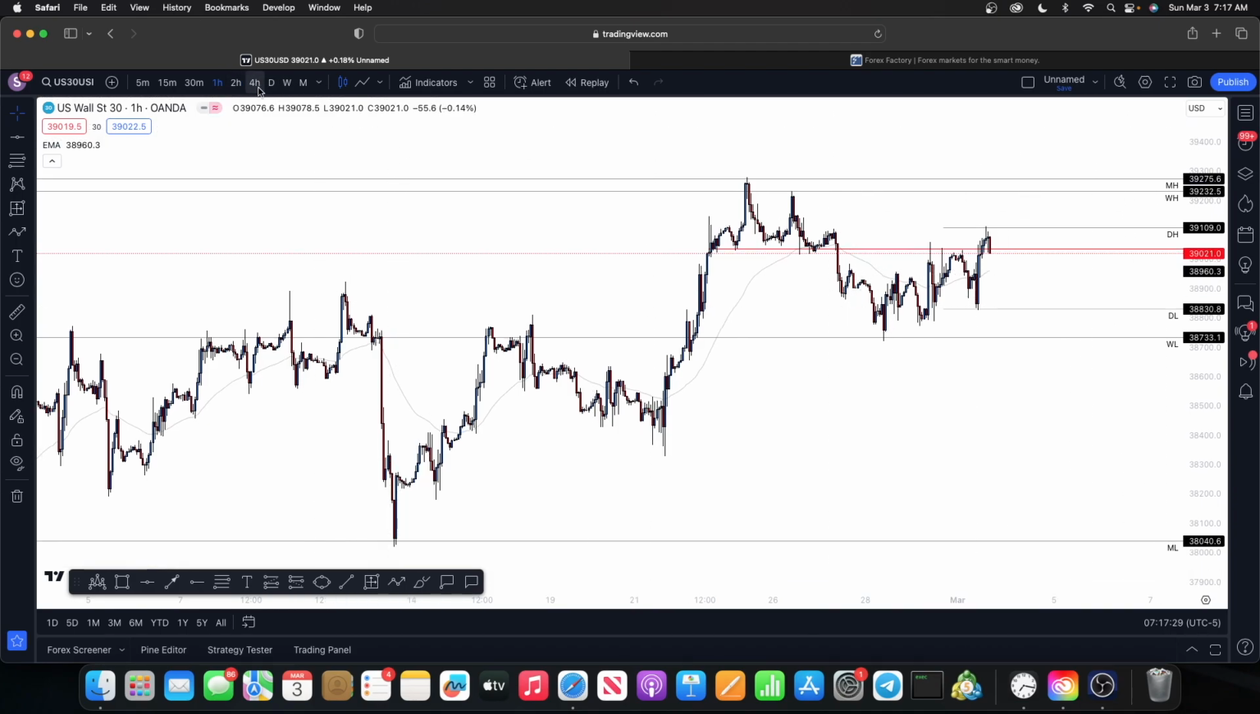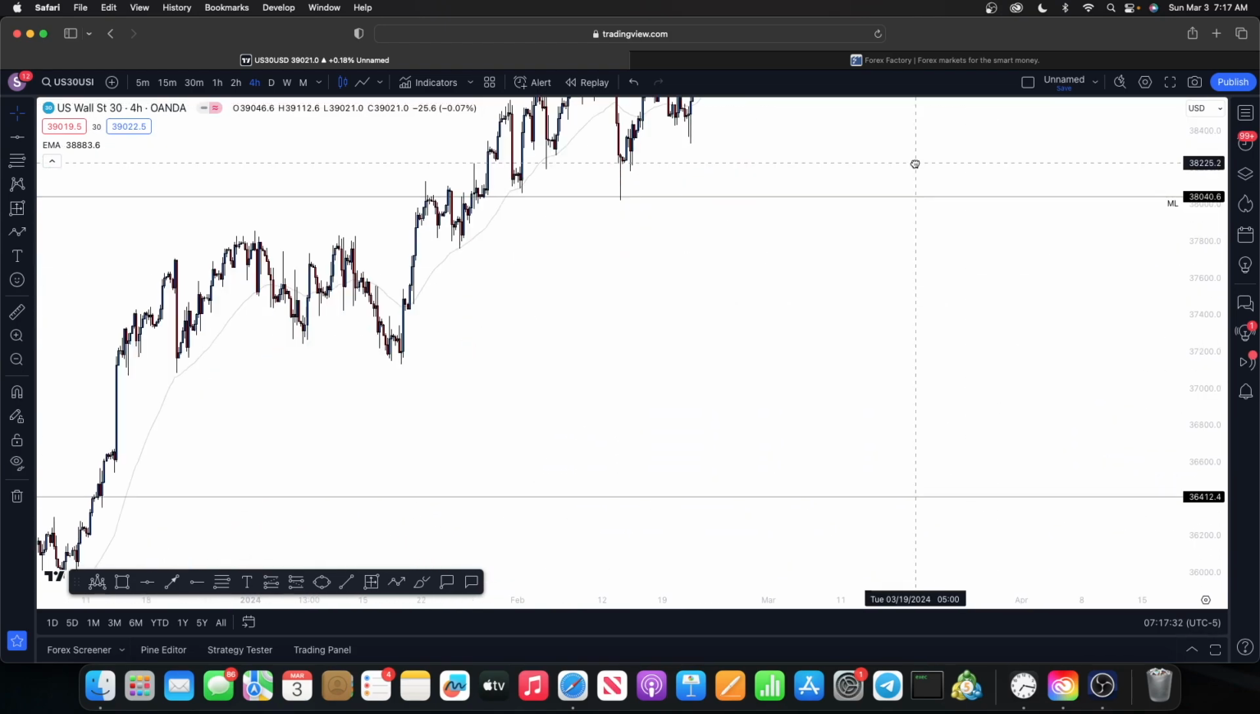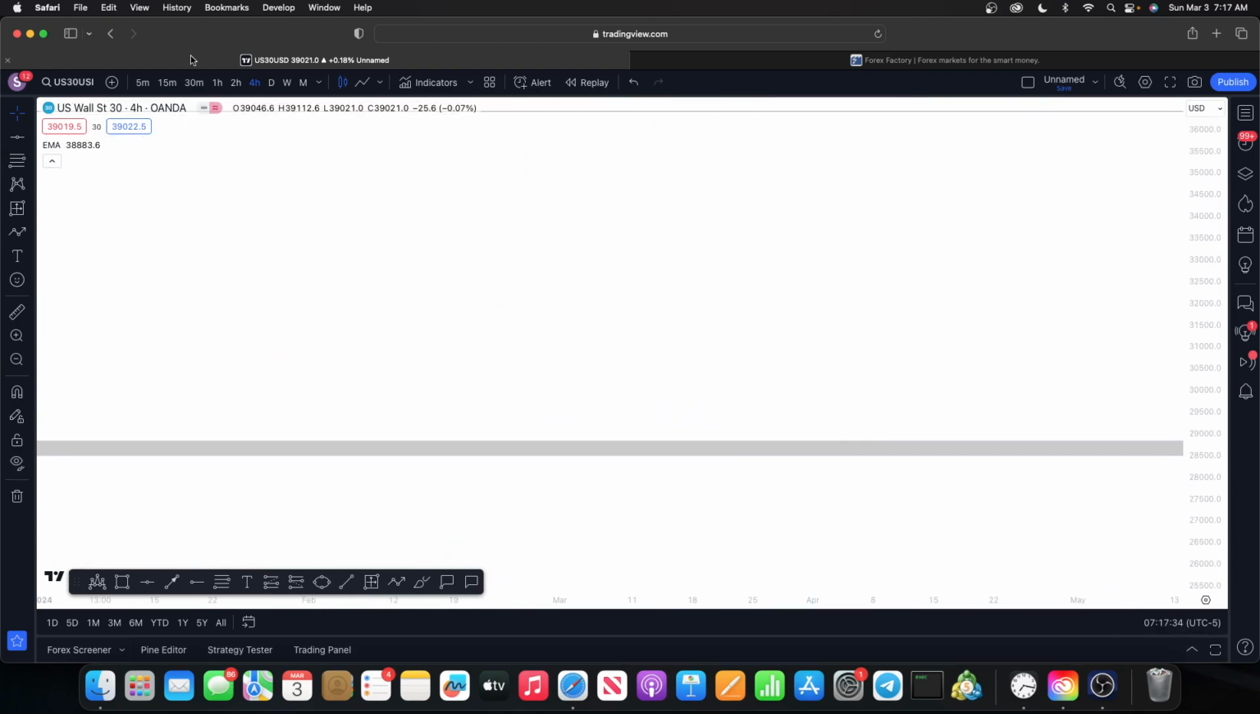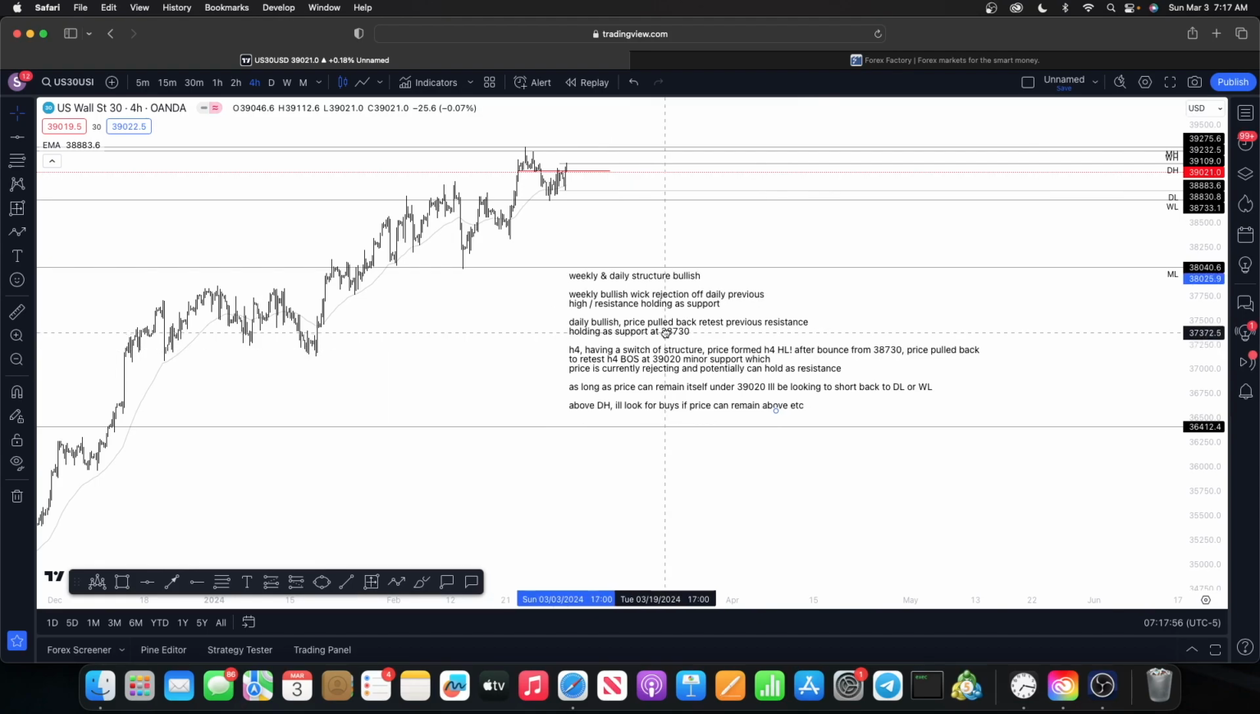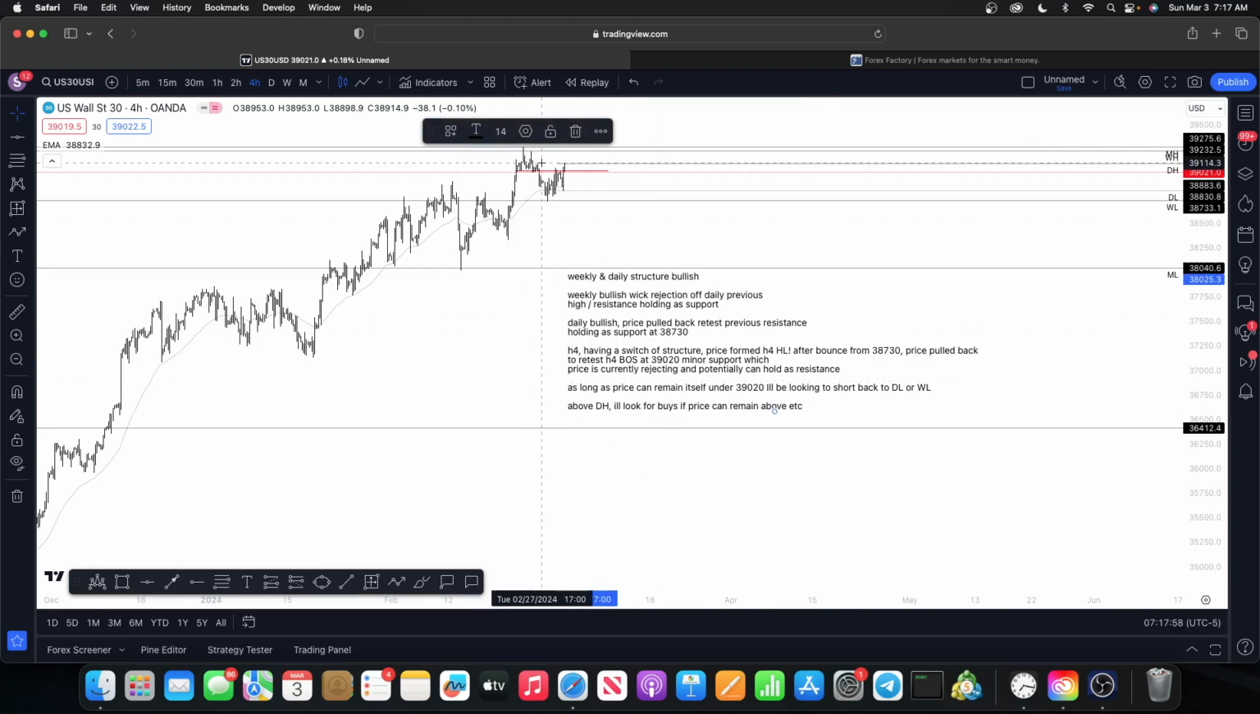So let me grab my notes to show you guys. I do believe I wrote down some explanation here. 4 hour, we're having the switch of structure, right? Obviously we formed the 4 hour higher low, right? We did see some bounce from the 38,730. Price pulled back to retest the H4 breakout structure, which is this one over here, the H1 H4 breakout structure with minor support, which currently price is rejecting, and we can potentially hold as resistance, right?